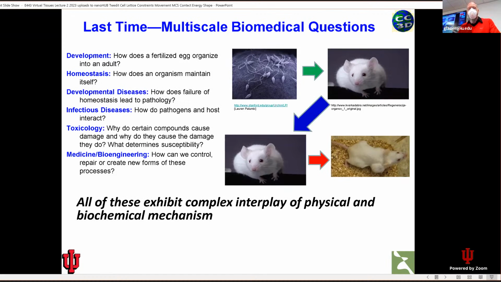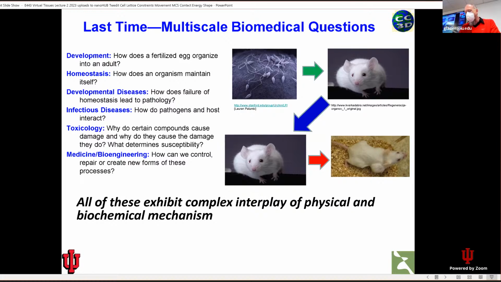So last time we introduced the idea of trying to understand organization of tissues in the context of development, maintenance, called homeostasis, developmental diseases, infectious diseases, toxicology, and bioengineering in medicine. Since cells are the active agents that build and maintain tissues, building models from the cell level upward and downward makes a lot of sense.